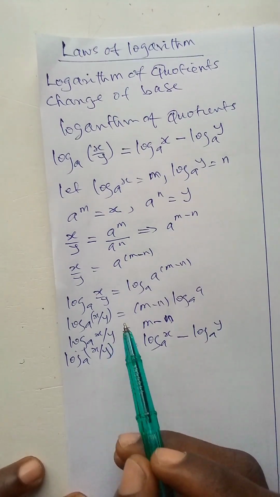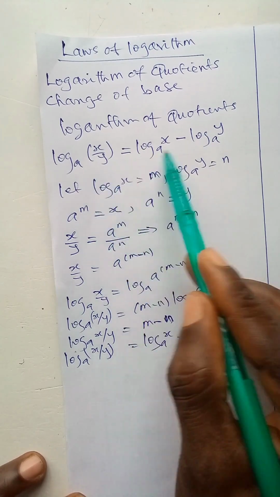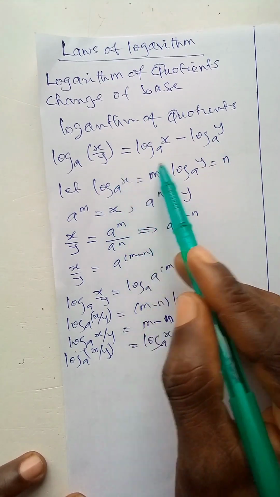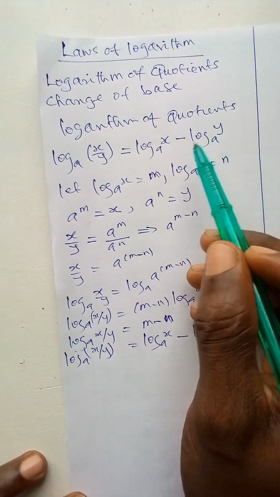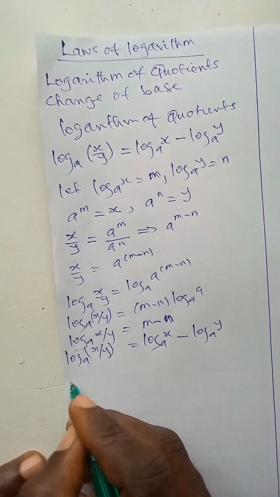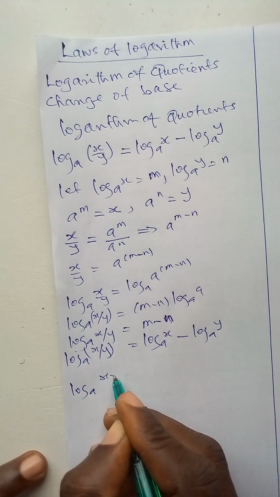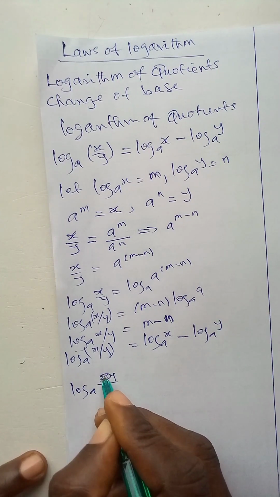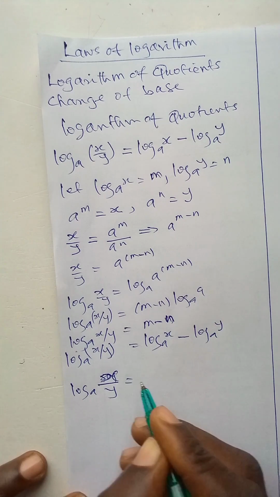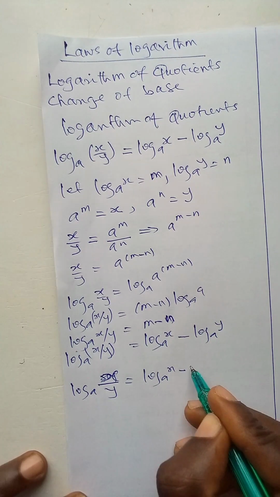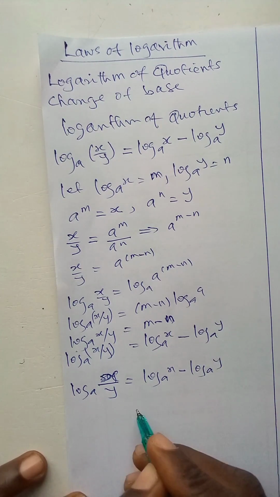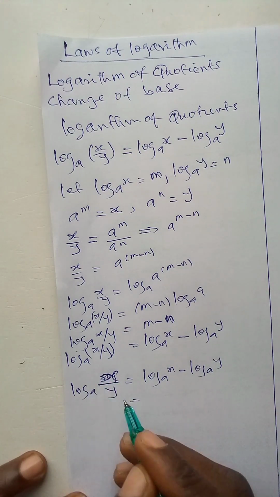There's another way that we can prove this law of logarithm, and we are going to use the product law of logarithm to prove it. So if I have log to base a of x over y, remember I'm going to get log to base a of x minus log to base a of y. Good. Now, let us apply product law here.